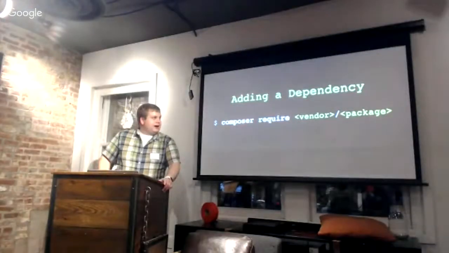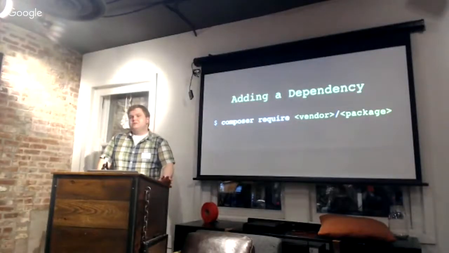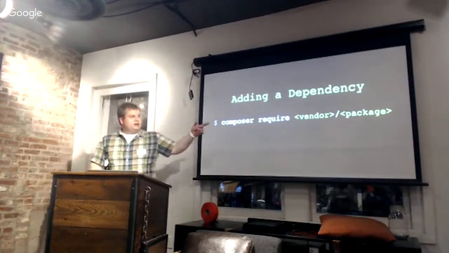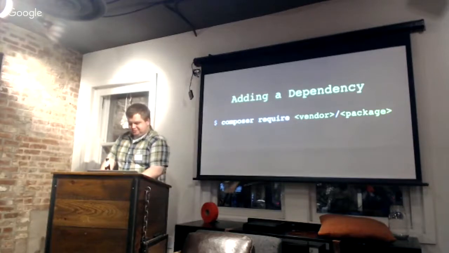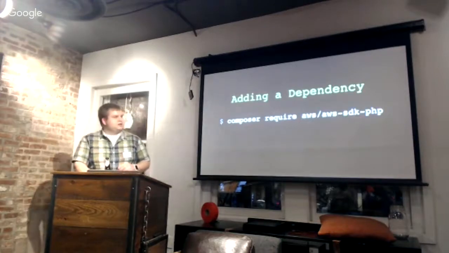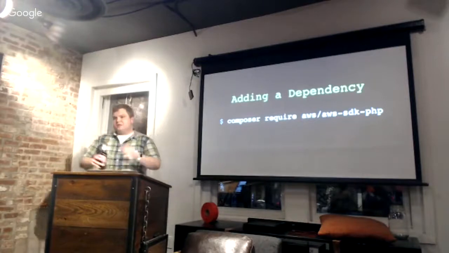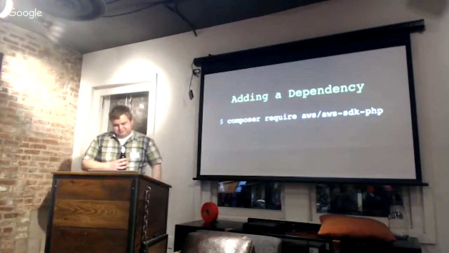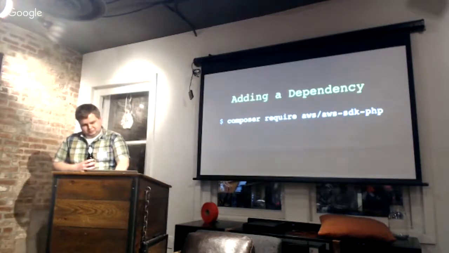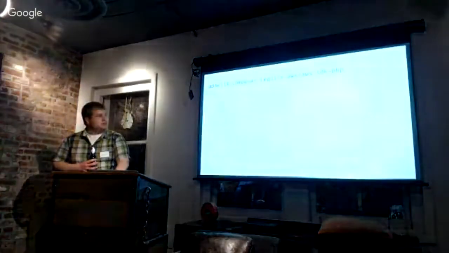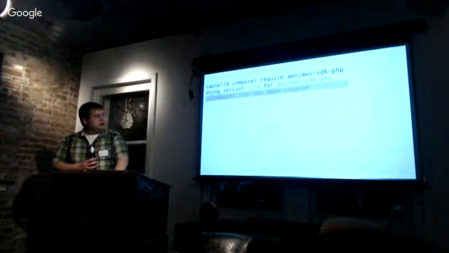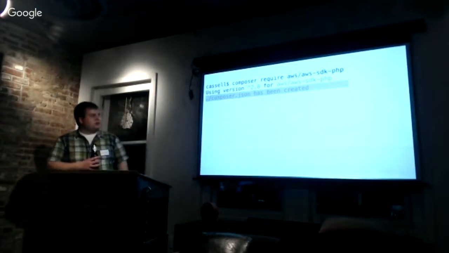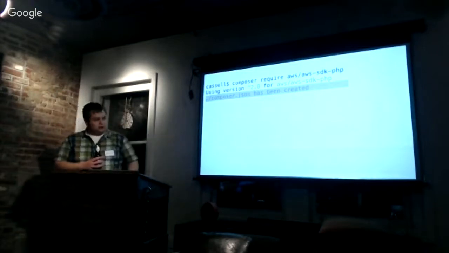So how do you add a dependency to your project once you have it installed? Just go into the folder of your project and type composer require, vendor name, package. So if we want to install the Amazon AWS SDK to use all the wonderful Amazon Web Services, this is what we would type. When we do that in the terminal, we'll just look at the output here. It's going to say, okay, I found version 2.8 of that in the Packagist directory, and composer.json has been created.